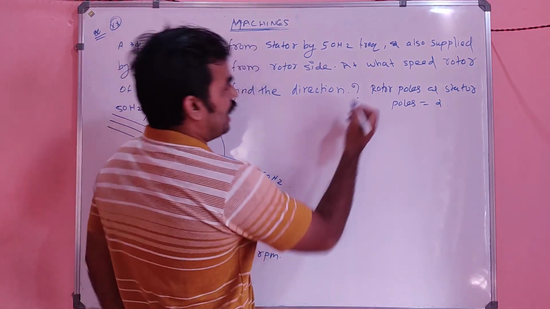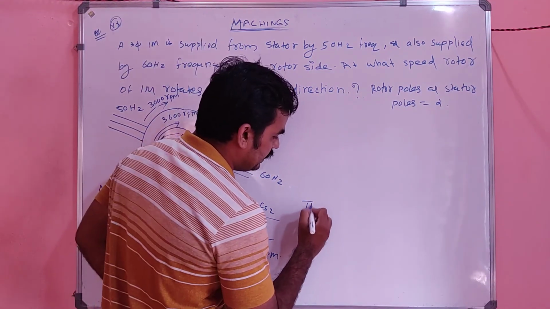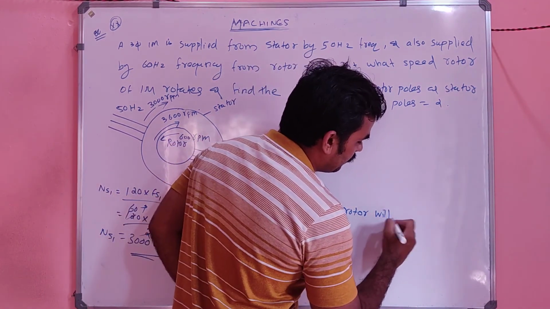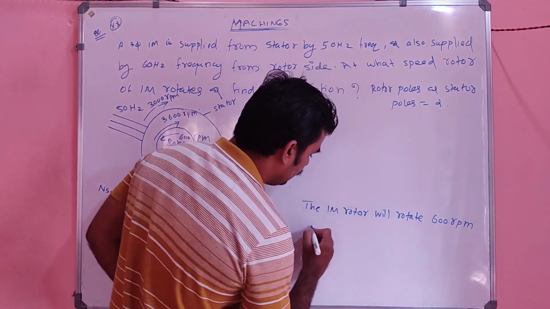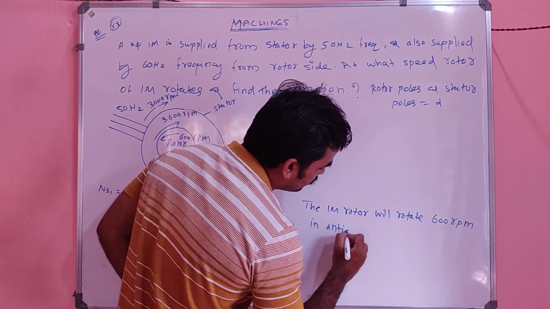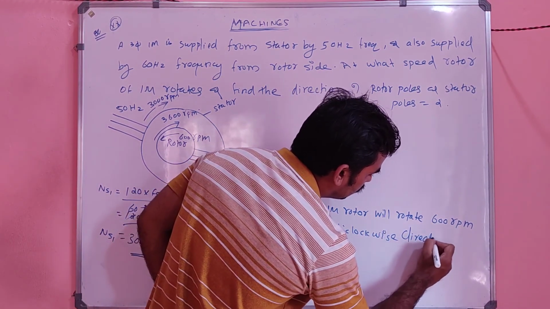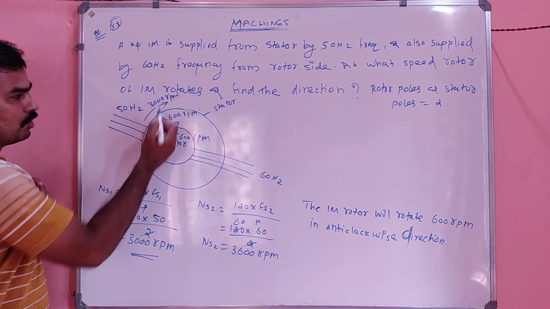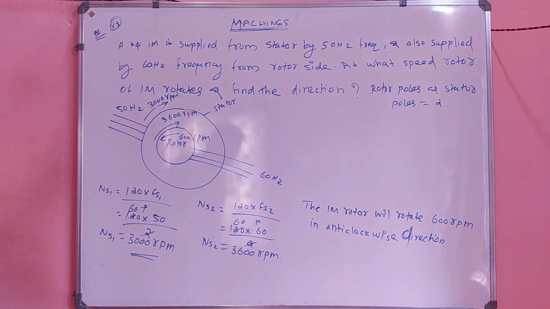So our answer will be what? At what speed does the rotor of the induction motor rotate? The induction motor rotor will rotate at 600 rpm in the anti-clockwise direction. Because this is clockwise, but it is in the opposite direction. That is the answer.